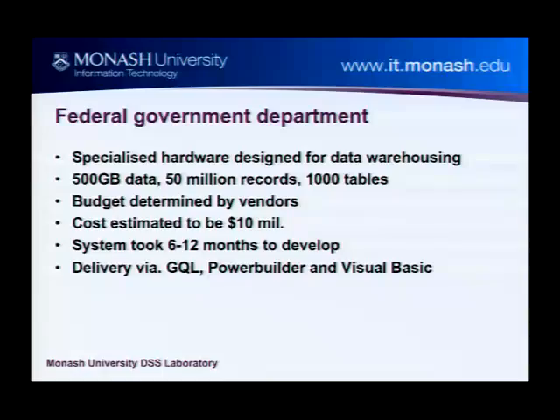The delivery system, the front end that the end users actually used, was originally straight SQL. So there wasn't a BI tool at all. It was targeted towards a particular group of power users. So SQL was kind of appropriate for this situation because of the skill set of the users actually working with the data.